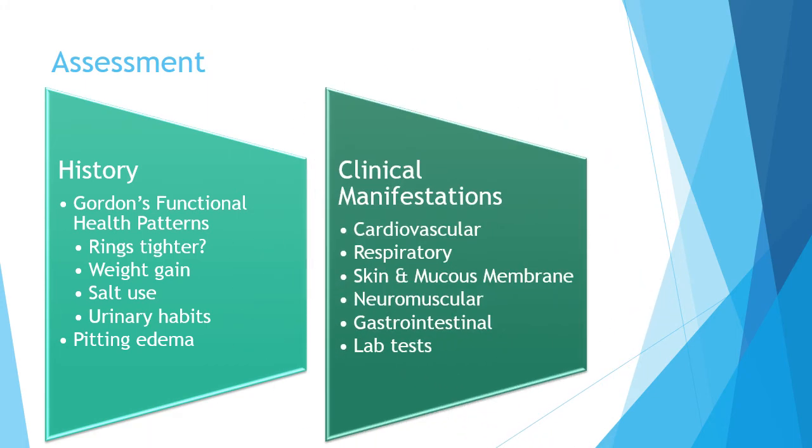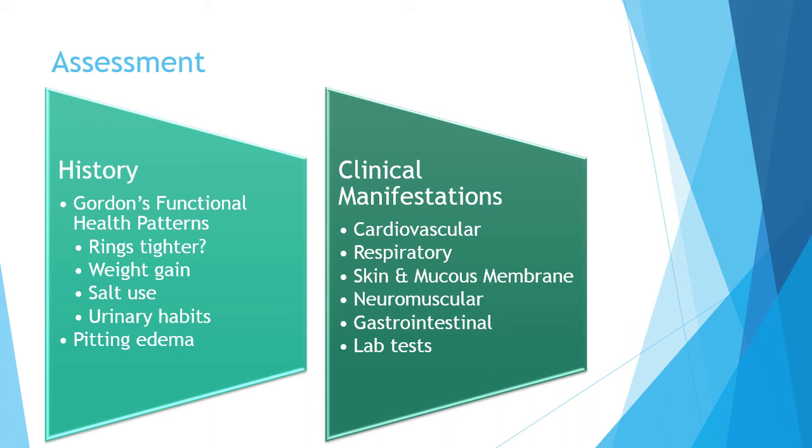Clinical manifestations are listed in Chart 13-6, page 179 of your textbook. Review the chart. I will discuss a few of these. Cardiovascular: the patient's pulse will be bounding and increased, blood pressure increased, and possible distended neck and hand veins.